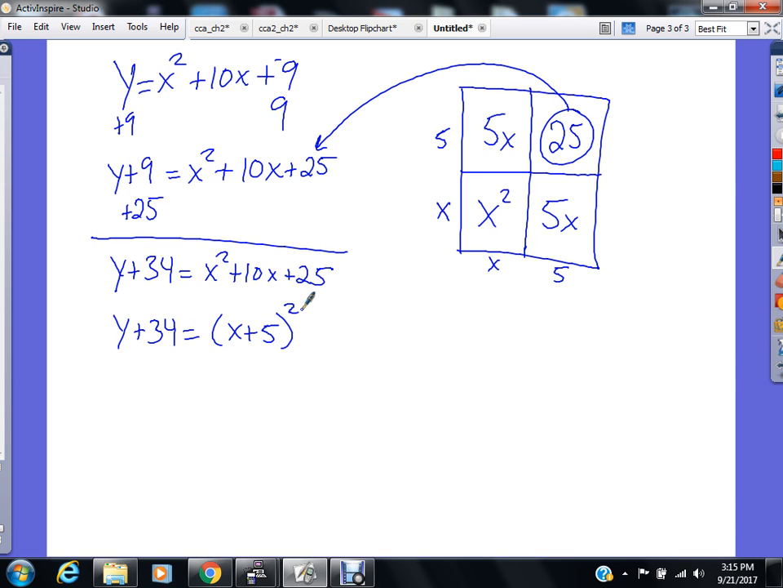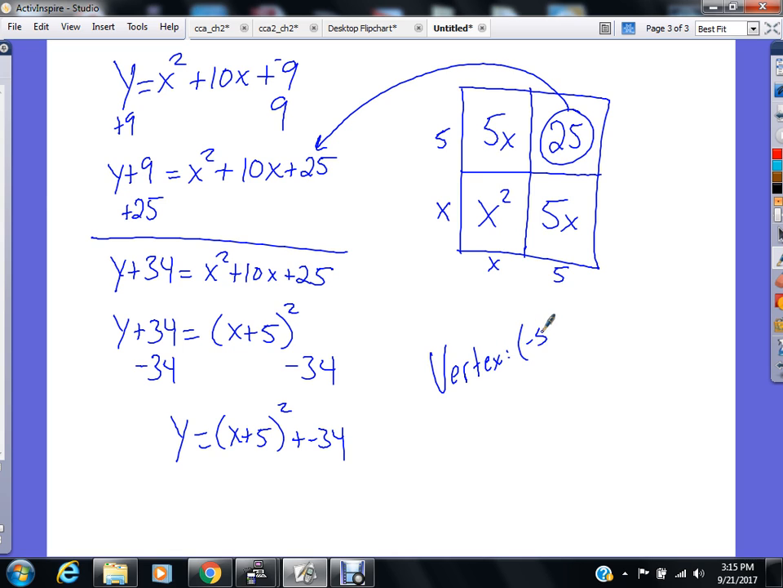x plus 5 squared. And then I have to get y alone, so I'm going to add a negative 34 to both sides. So I get y is equal to x plus 5 squared plus a negative 34. So again, we can clearly see that our a here is 1. So again, it's neither stretched nor compressed. Our h and our k are negative 5 and negative 34. So our vertex would be negative 5, negative 34.